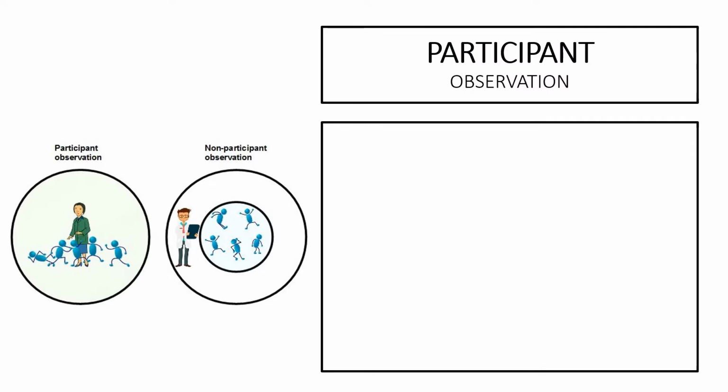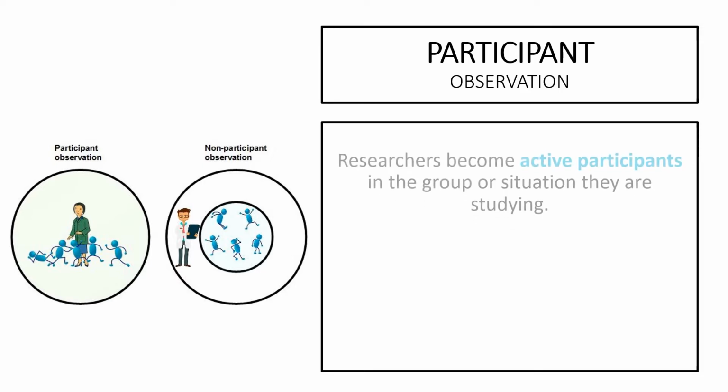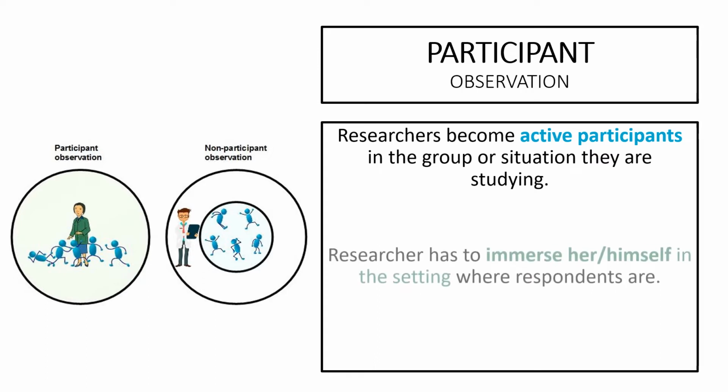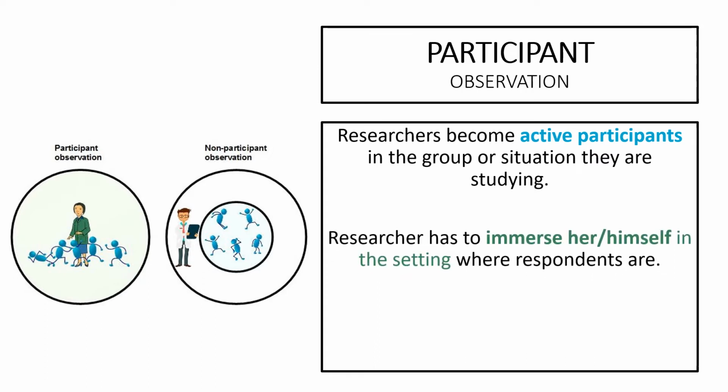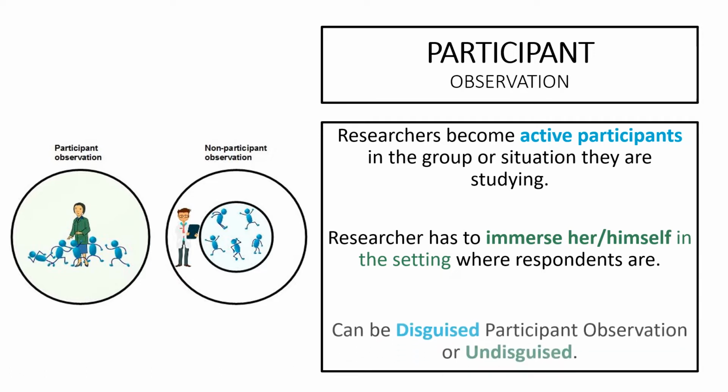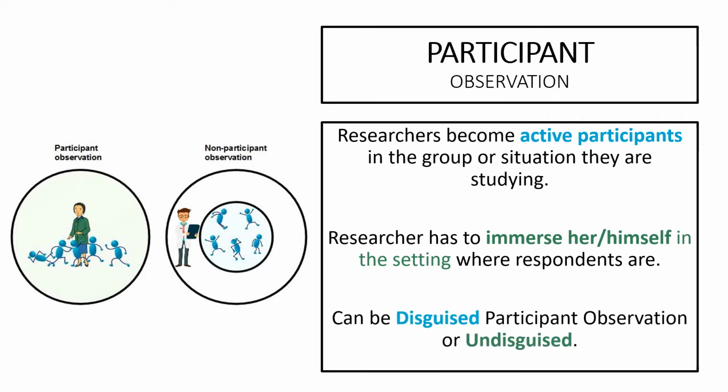The second kind of observation is participant observation. As this image indicates, in participant observation, the researcher becomes part of the group that is being observed, whereas in non-participant observation, the researcher remains away from the group and observes the group from a distance. The researcher has to either immerse him or herself in the setting, depending on whether it is a participant observation or a non-participant observation. And both of these could be disguised or undisguised.